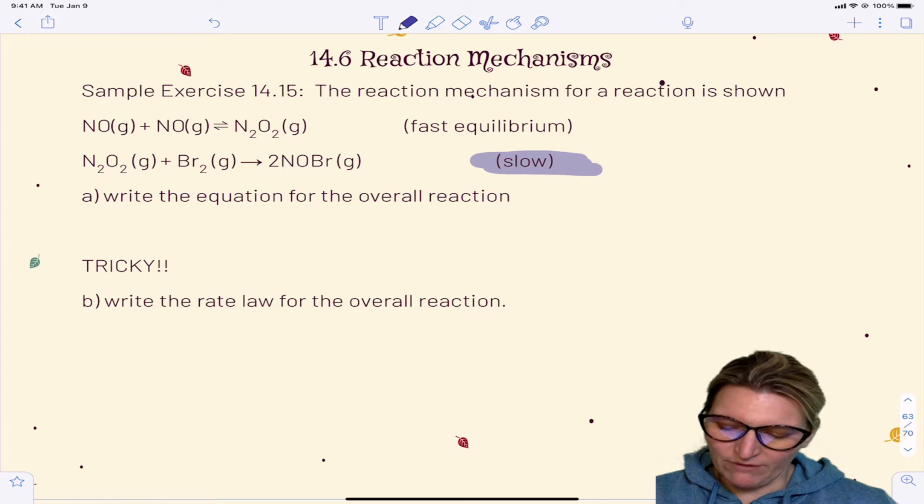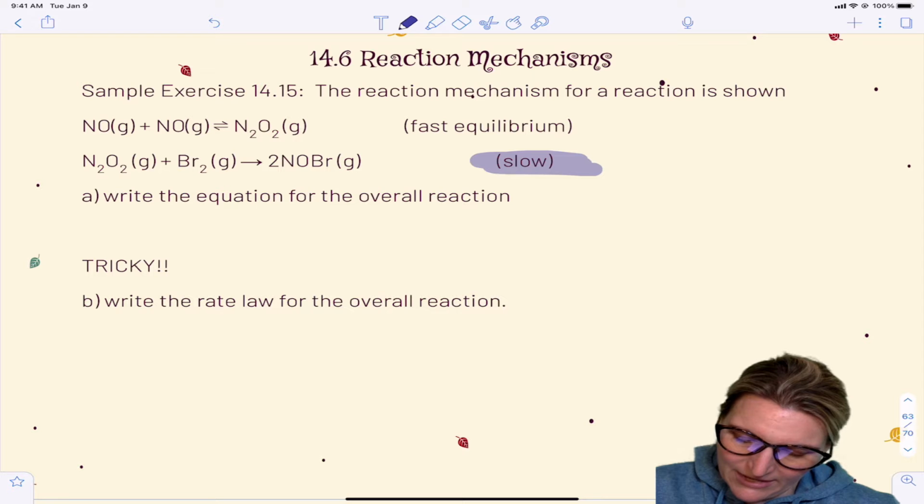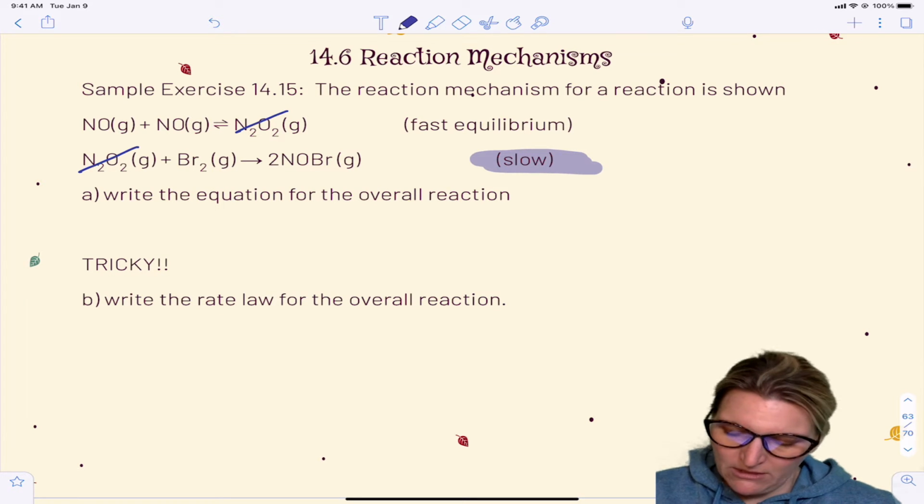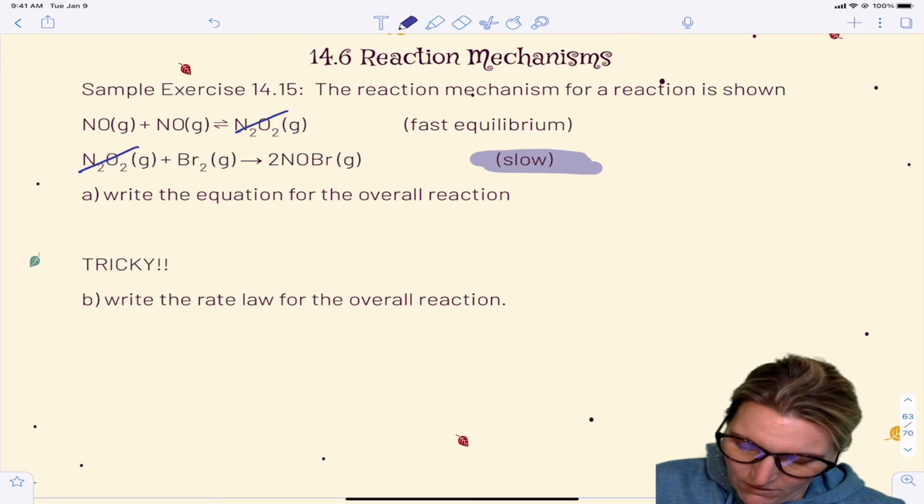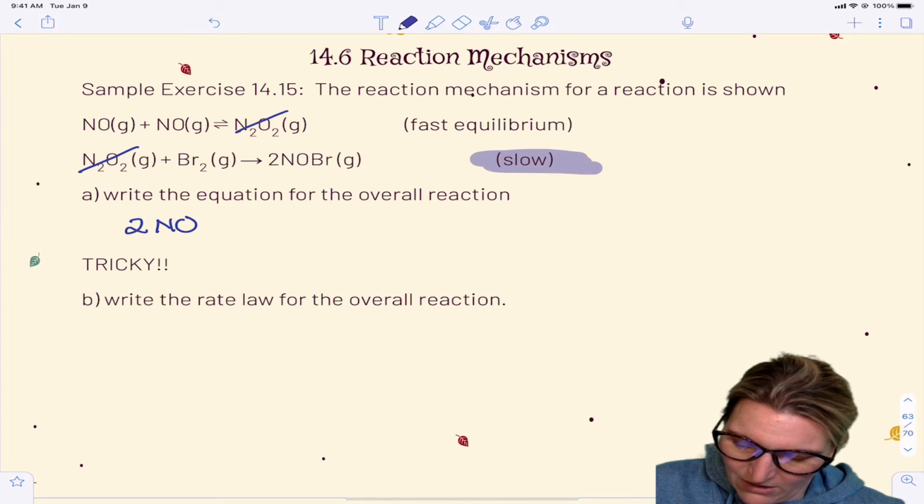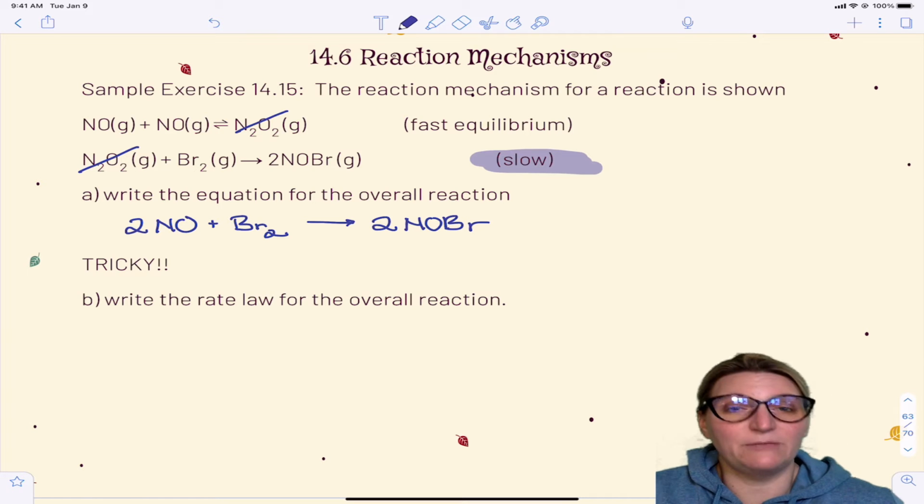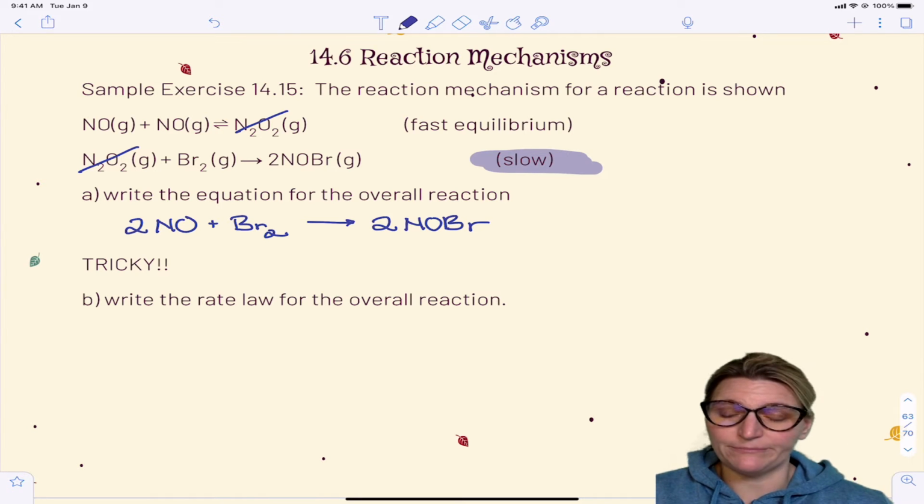So write the equation for the overall reaction, pretty straightforward. I notice that the N2O2 is the intermediate. So it looks like the overall reaction is 2NO plus Br2 yields 2NOBr. It's balanced, so it looks good.